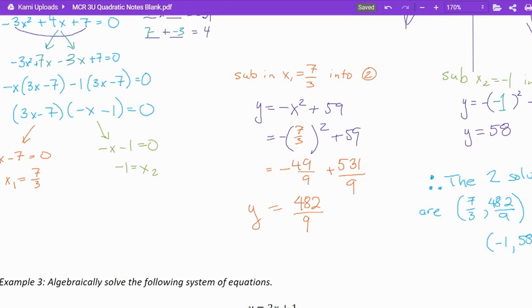Now, if you had to graph these points on a graph, you definitely change it into a decimal, because I don't even know where to draw 482 ninths, right? Like, I would need to change it into a decimal so that I know approximately where to graph it.